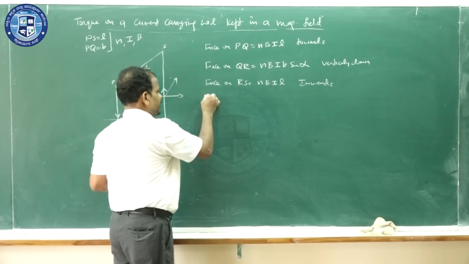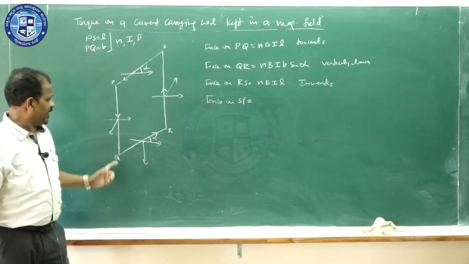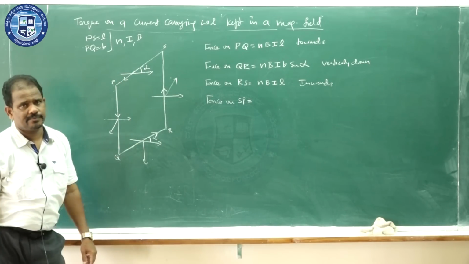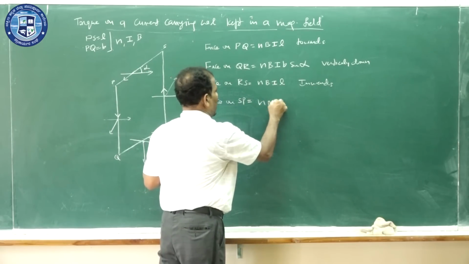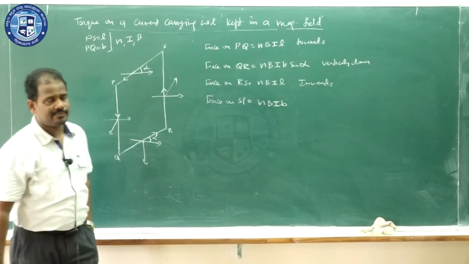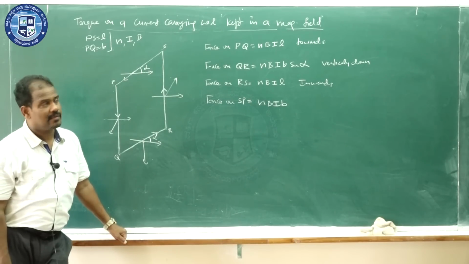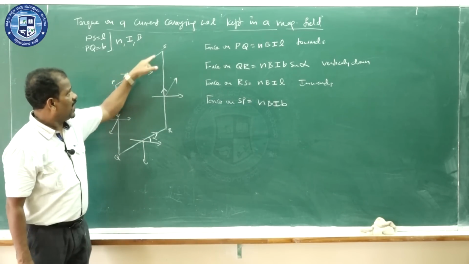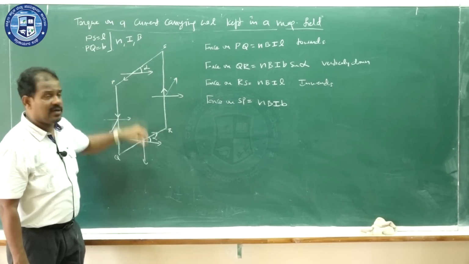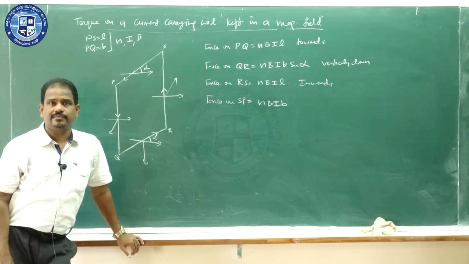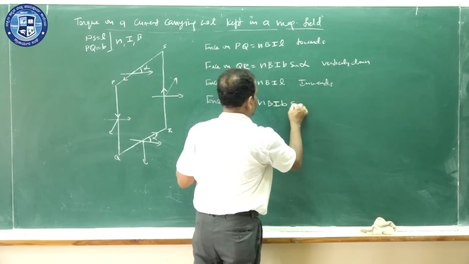Now the last one is force on SP. It is the same as that of QR. So how much? N, B, I, L, sine. What is the sine? It is sine of 180 minus alpha, because this is the direction of the magnetic field and the current is coming down. Therefore this angle is 180 minus alpha, but sine of 180 minus alpha is sine alpha. Therefore it is the same as sine alpha.